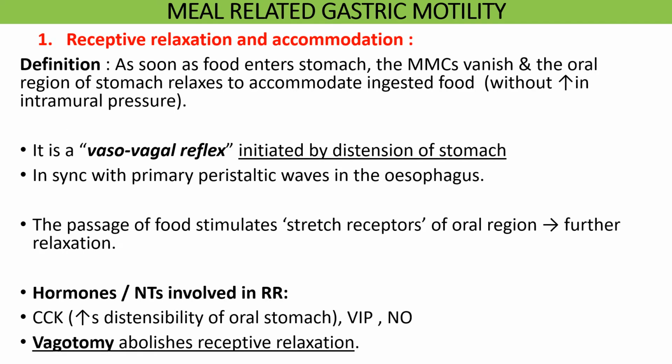Receptive relaxation is the mechanism by which stomach receives and accommodates the food that you eat. It is a vasovagal reflex which is initiated by the distension of the stomach, and it is synchronized with primary esophageal peristalsis. So, as soon as the entry of food stimulates the oral region stretch receptors, a signal is sent to the lower esophageal sphincter to relax and open so that food can pass easily into the stomach. Removal of vagal nerve or vagus nerve will abolish the receptive relaxation.